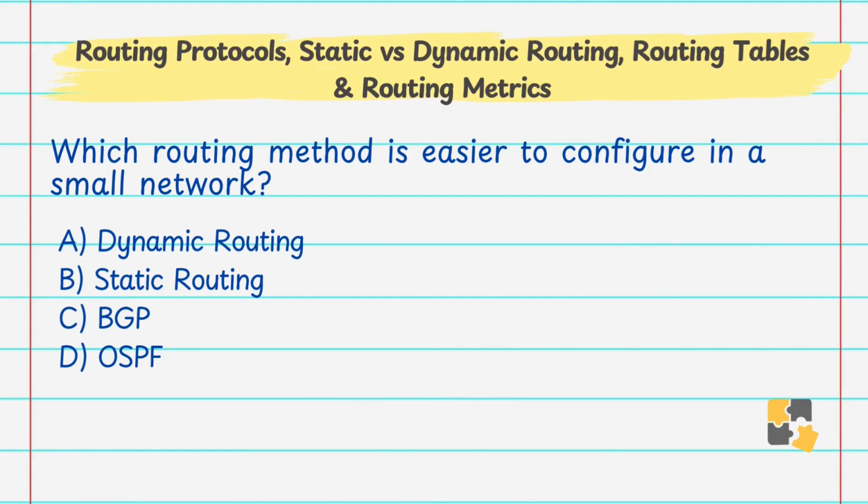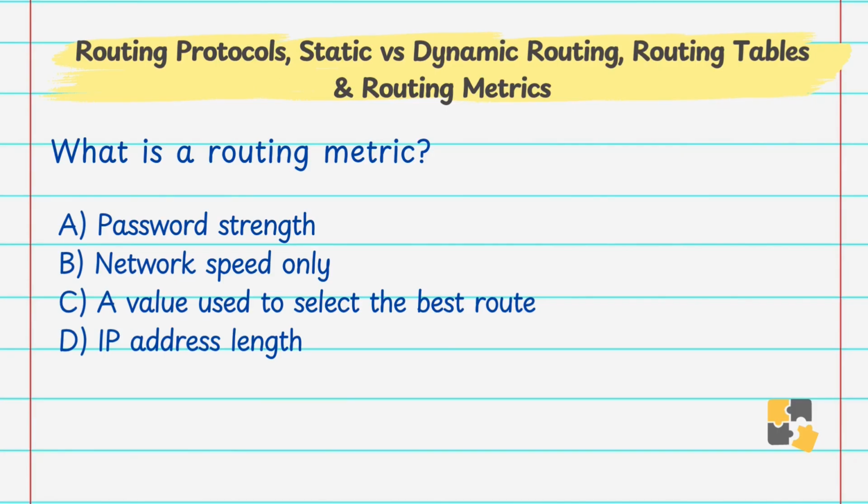Remember this. What is routing metric? A. Password strength, B. Network speed only, C. A value used to select the best route, D. IP address length. Answer is C. A value used to select the best route. Routing metrics help the routers compare the multiple available paths and choose the most efficient one.